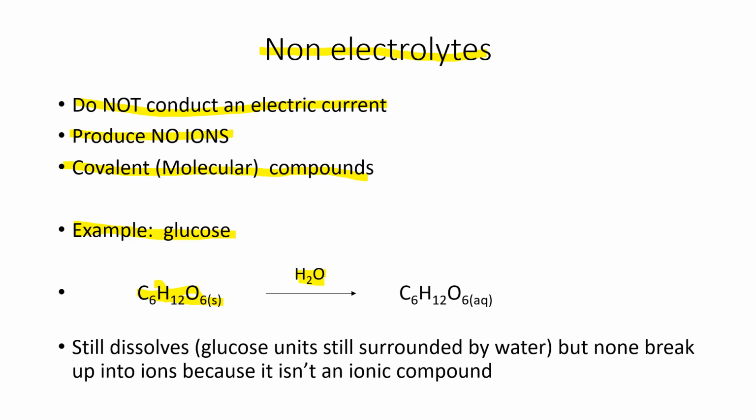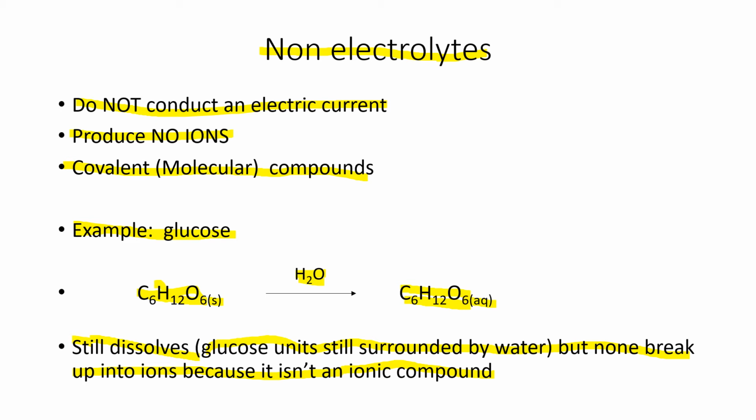So when you place glucose in water, it will dissolve, but it dissolves as entire units. There are no ions present, so if there are no ions present, you definitely can't break up into ions. So glucose will still dissolve. Glucose units are each individually separated from other ones and surrounded by water molecules. But none of them break up into ions because it isn't an ionic compound.